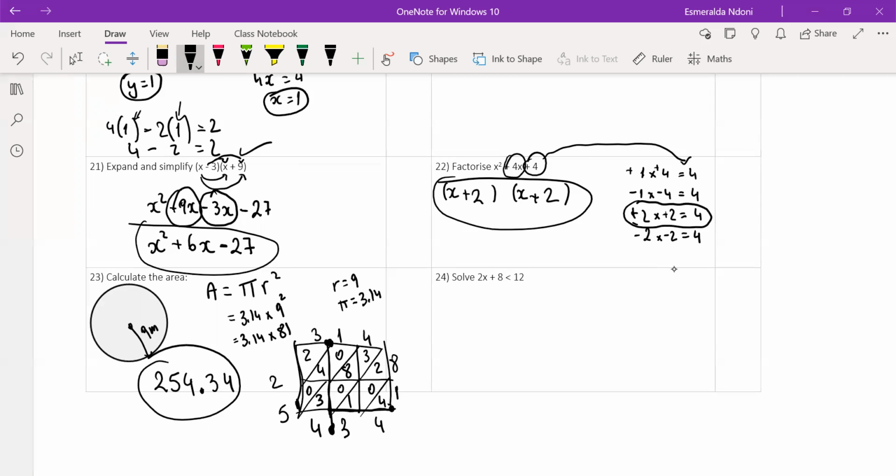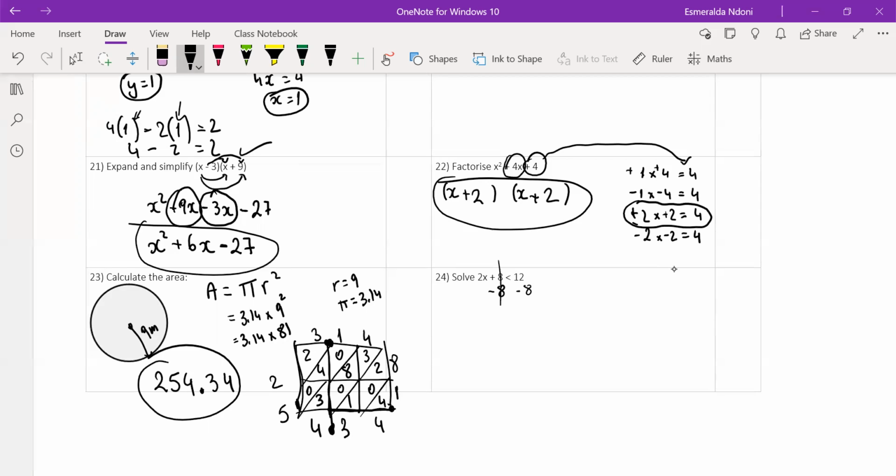Number 24, we are solving an inequality. To solve inequalities, we do the same thing as we solve equations. So we're going to get x on its own. And we do that by eliminating whatever is next to it.